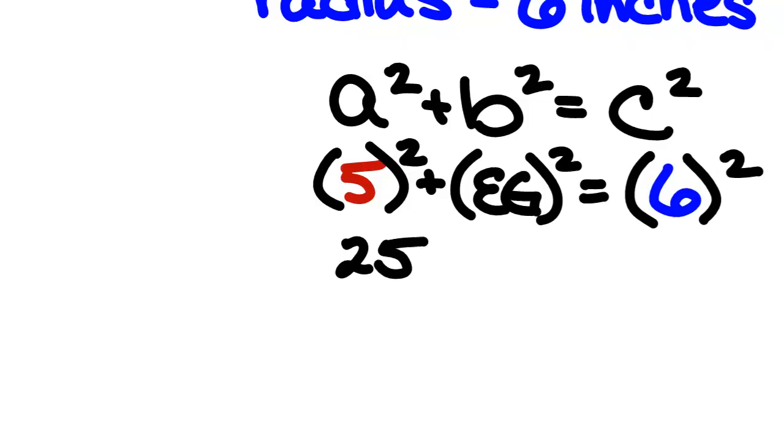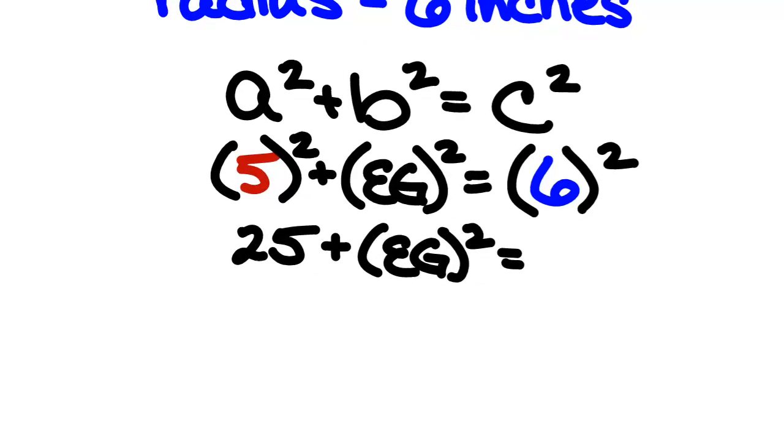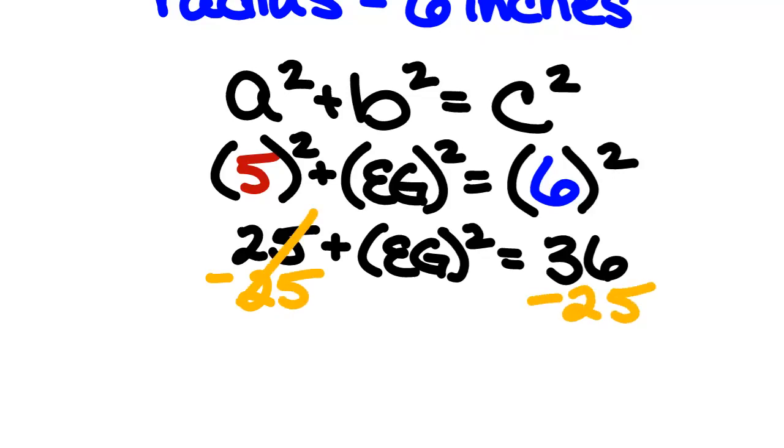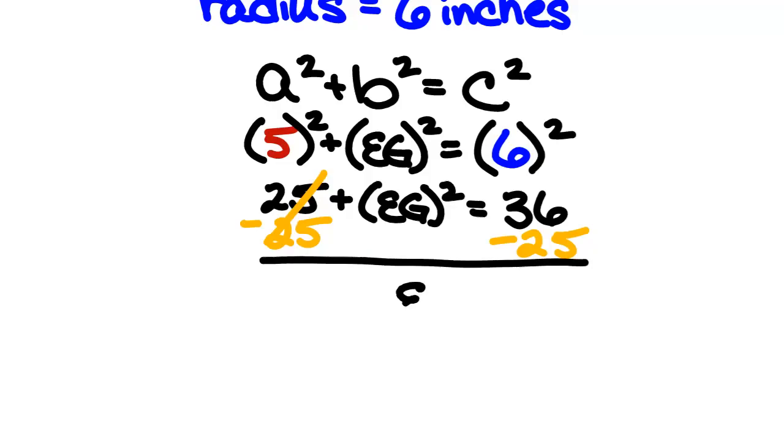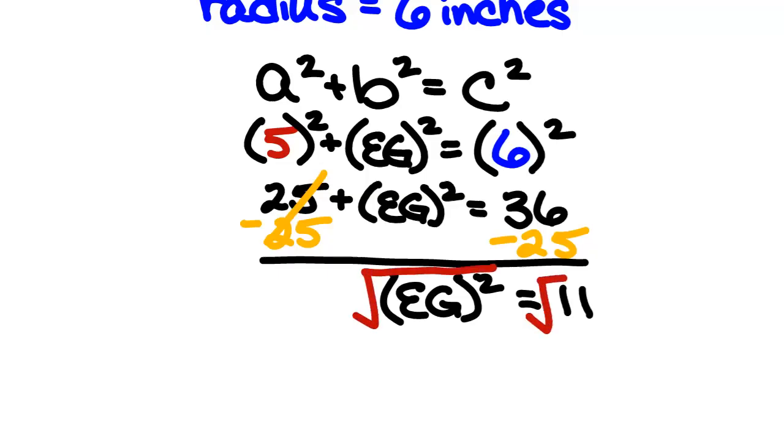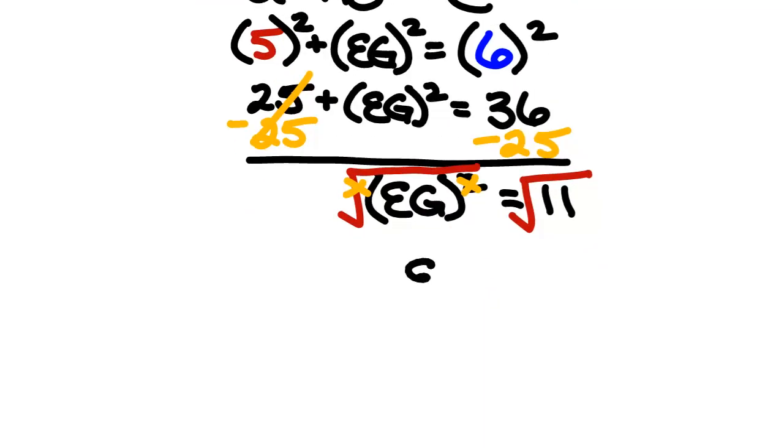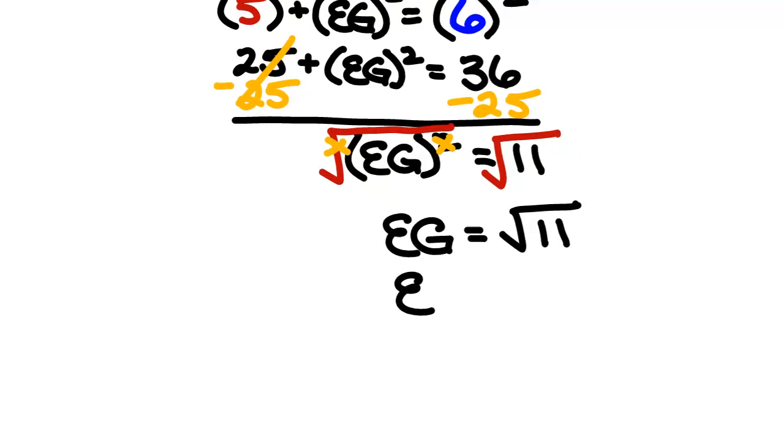So 5 squared would give me 25 plus EG squared equals, what's 6 squared? 36. Then we subtract 25 from both sides. What is 36 minus 25? 11. So EG squared is equal to 11. Take a square root of both sides. On the left, that'll make the squared and square root cancel out, leaving me just EG. So EG is the square root of 11 in its exact form. What would that be in decimal form?